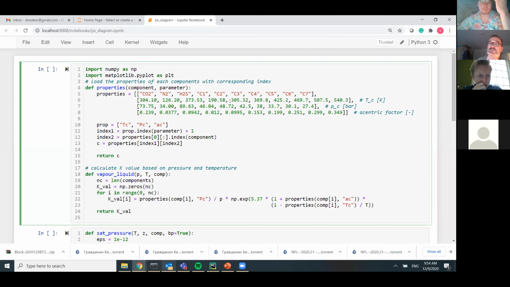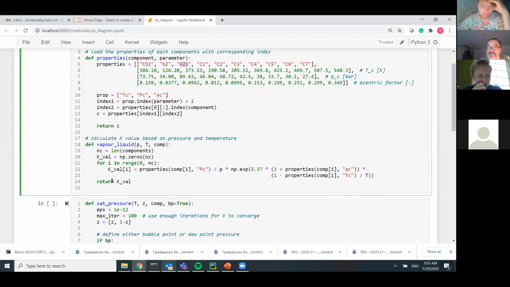Yeah, so the idea here is that for the equation of state related computations, and here we only use correlation for K values, you need 3 types of parameters: critical temperature, critical pressure, and acentric factor, this omega. So these are the parameters, and this is a small database for each component from CO2 to C7, with 3 types of parameters. What this procedure gives you is just the needed parameter for the needed component.